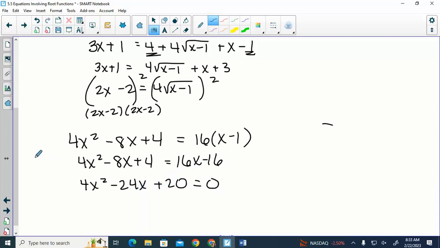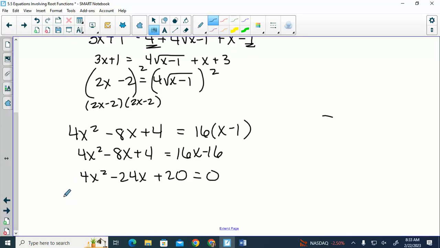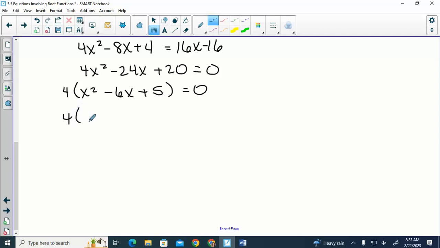What do you notice about all of those? Greatest common factor of 4. You can either factor out the 4 or divide it on each side. It doesn't matter. So, what multiplies to 5 and adds to negative 6? It's still 5 and 1. Alright, does 4 ever equal 0? No, so that doesn't give us any solution. If you set x minus 5 equals 0, you get 5. If you set x minus 1 equals 0, you get 1. They both work.